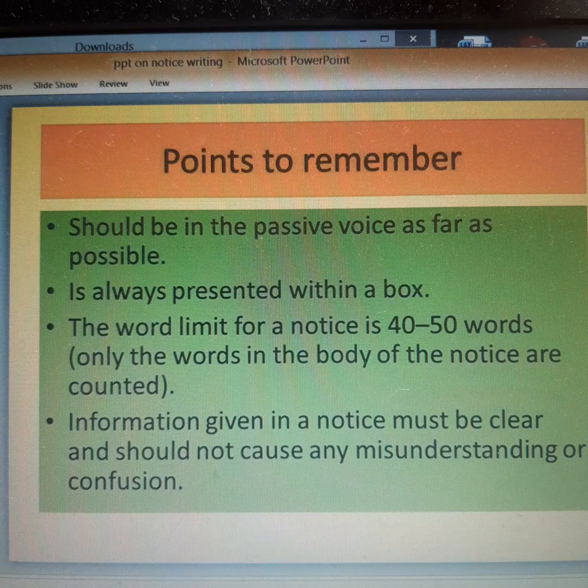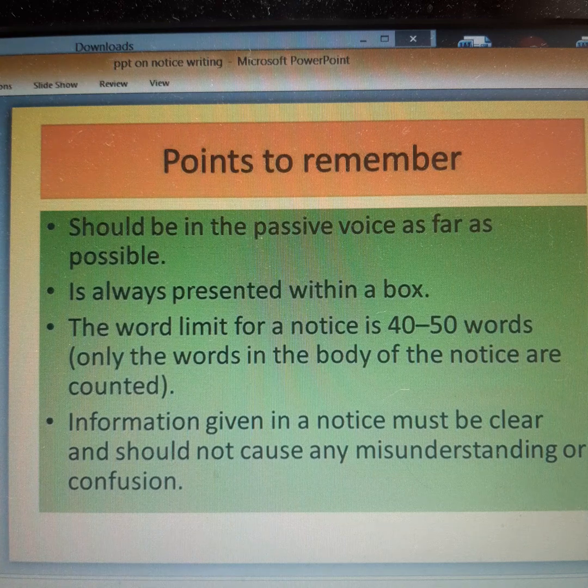Always try to write the notice in passive voice. It should be in the passive voice as far as possible. Now, what is the difference between passive voice and active voice? When I take up the sample notices, children, I will explain the difference between active voice and passive voice. So avoid writing a notice in active voice. Prefer the passive voice while drafting a notice.